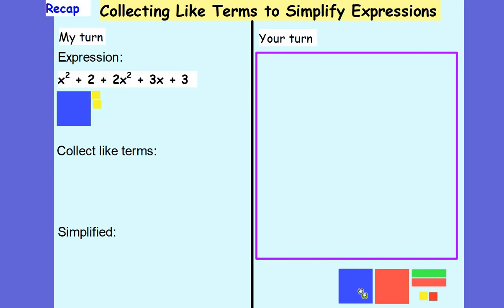For positive 2x squared, I need 2 big blue squares. Positive 3x then, Finlay, what do I need for positive 3x? You're absolutely right. I need 3 green rectangles. And finally, Agnes, what do I need for plus 3? 3 yellow squares. Brilliant. Thank you very much.